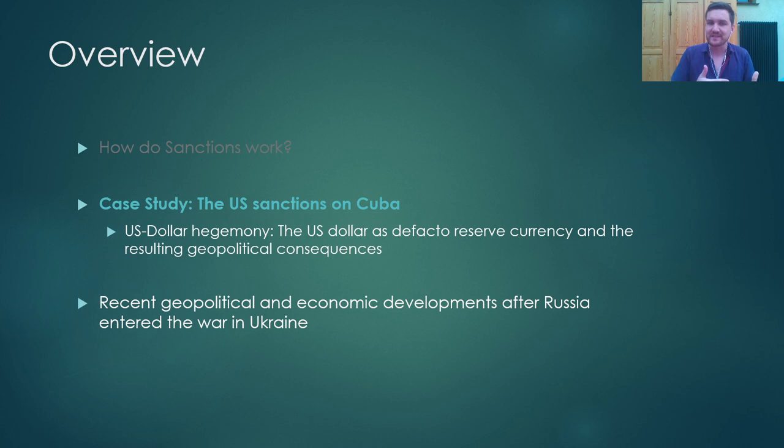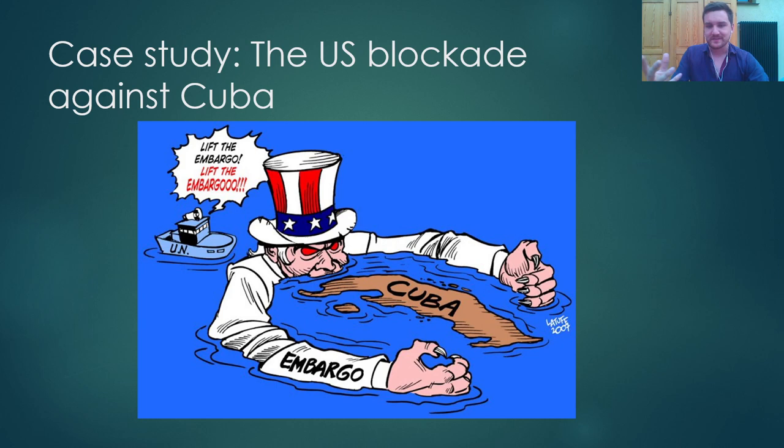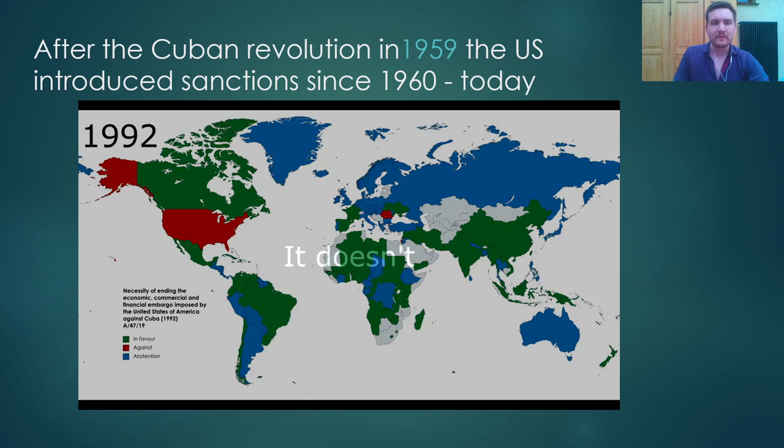Because if you understand the sanctions against Cuba, the most severe sanctions on the planet, then you understand how sanctions everywhere else also work. So here is a nice clip. Lift the embargo, says the United Nations, and the United States has its embargo around Cuba. So in Cuba, there was a revolution in 1959. And since the 1960s, meaning for 60 years now, the United States introduced numerous sanctions. And Cuba is actually the country that is sanctioned the most on the planet.